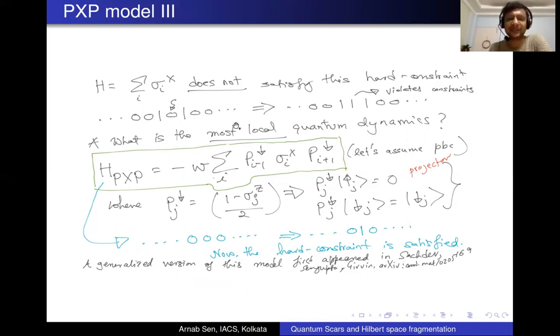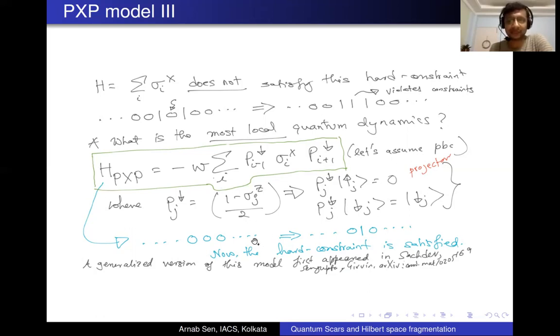If I flip this spin to one, you immediately see that I go out of my constrained Hilbert space, because then these two spins are together plus one. These two spins are also together plus one. They violate your hard constraint. So this is not an allowed dynamics. My question is, what is the most local allowed dynamics? It turns out that the most local allowed dynamics is this so-called PXP model.